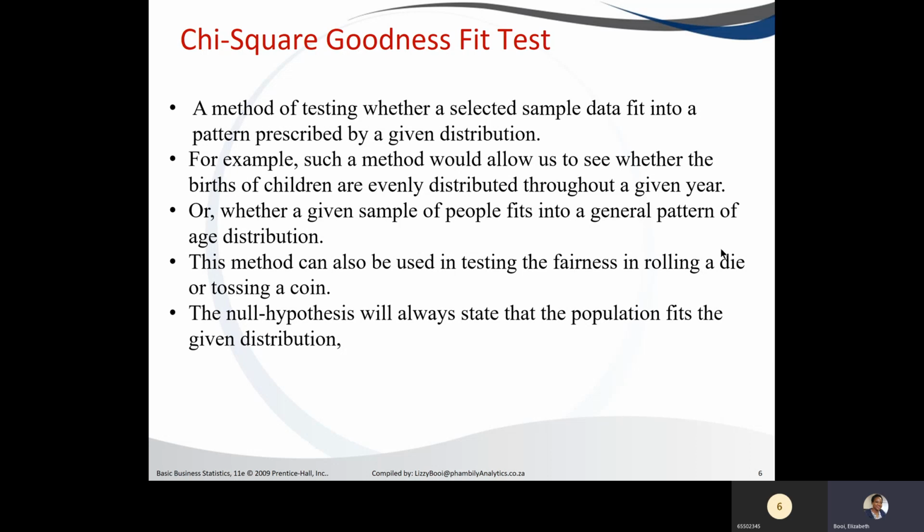When we state the null hypothesis for the goodness of fit test, we are always going to state that the population fits the given distribution. Therefore, you cannot say anything else other than saying the population fits the given distribution. It's very important. The alternative will state the opposite. It will say the population does not fit the given distribution, or does not follow a given distribution.